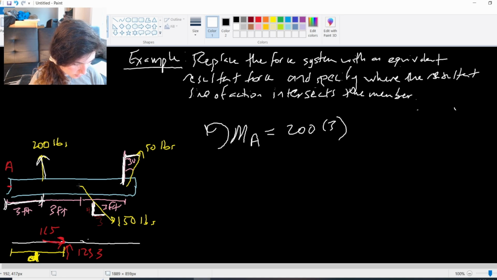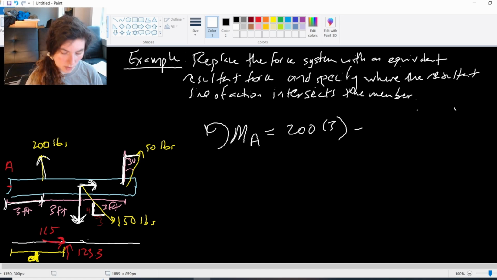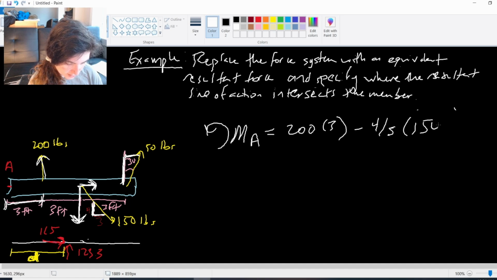Then I just need the y component of this guy, right? Because the x component is in the line of action of A. So I only need the y component here, which is minus, right? Because it's going clockwise, minus 4/5 times 150. That's the force component. And then the distance is 3 plus 3, so 6 feet.